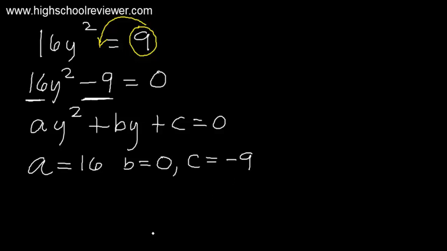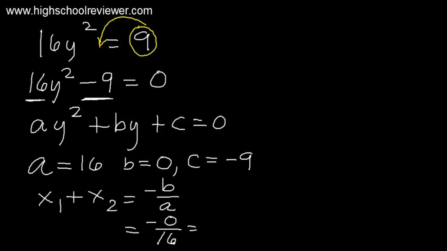Now for the sum of the roots. The sum of the roots will be x sub 1 plus x sub 2 equals negative b all over a. Now, our b here is 0, all over the value for a, that is 16. But 0 divided by any number is equal to 0. Disregard the negative sign. So x sub 1 plus x sub 2 is equal to 0.